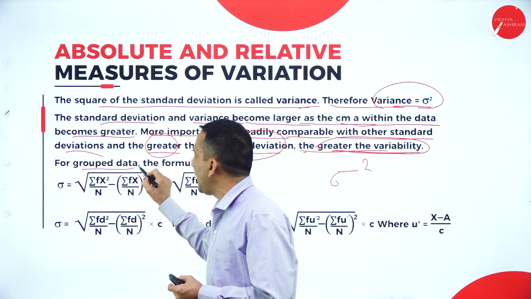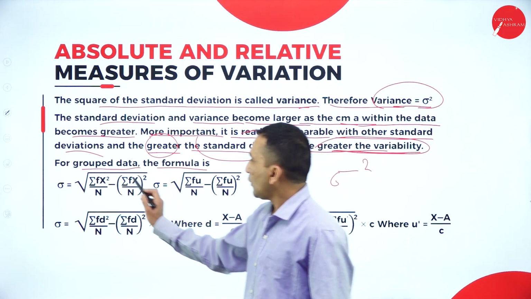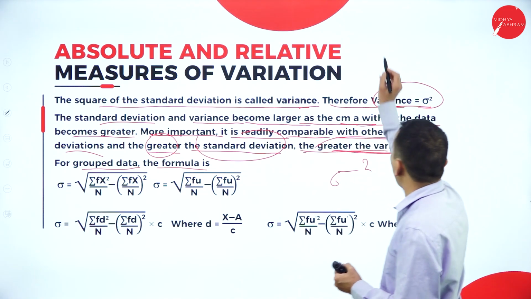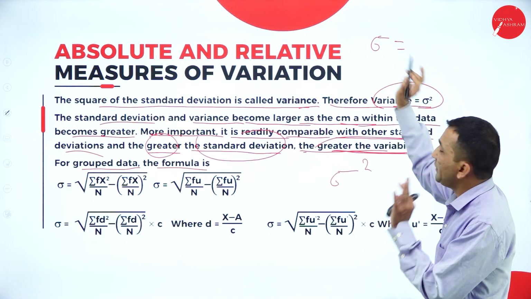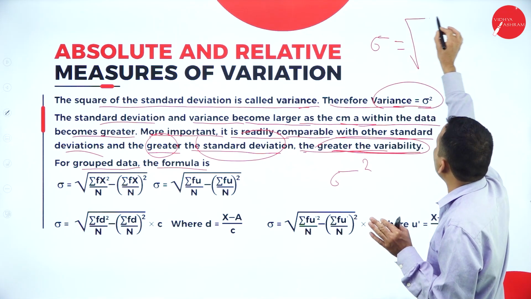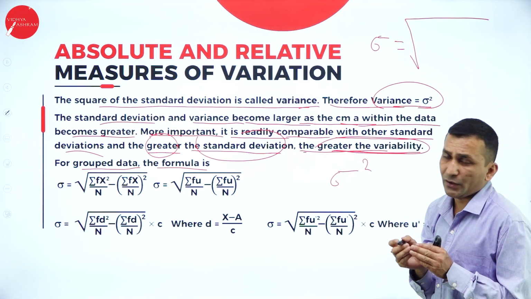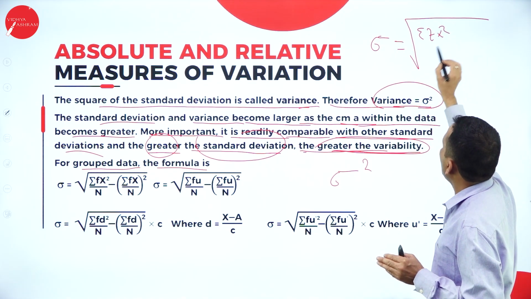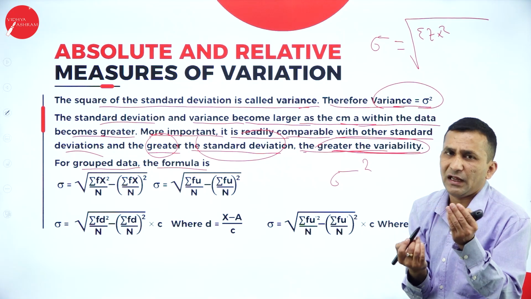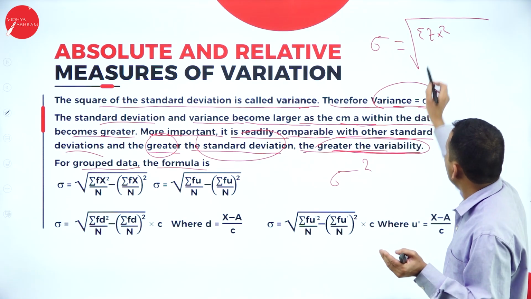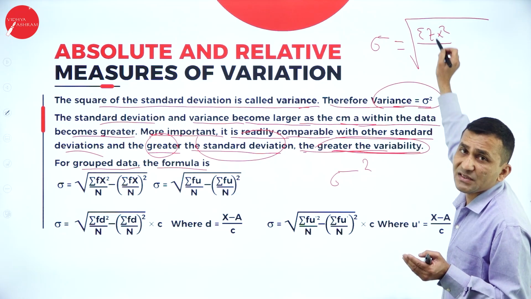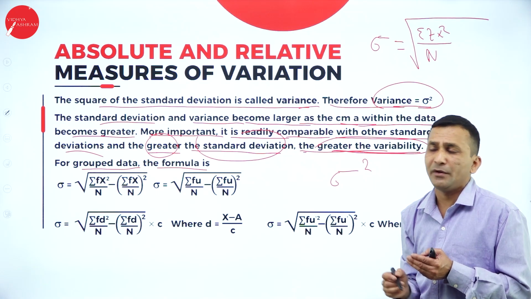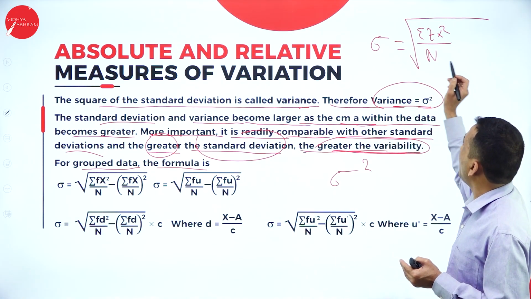In the case of grouped data, the formula is very simple. Grouped data always has a frequency. Again, I am writing the standard deviation symbol, and you have to remember there is always a square root. So sigma is the square root of sigma f x squared, where the set of x values is identified from the discrete grouped data, divided by capital N. Why capital N? Because frequencies are given.